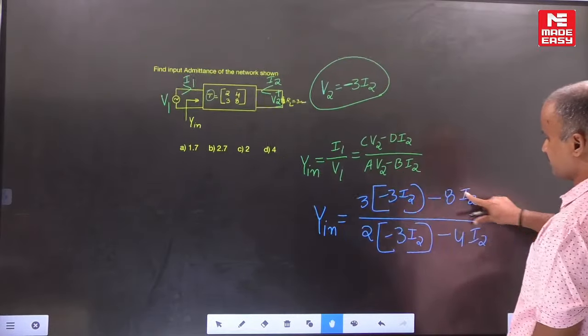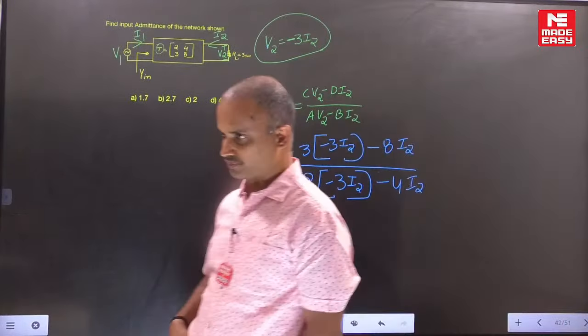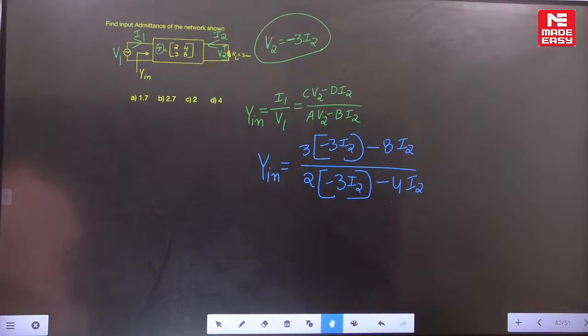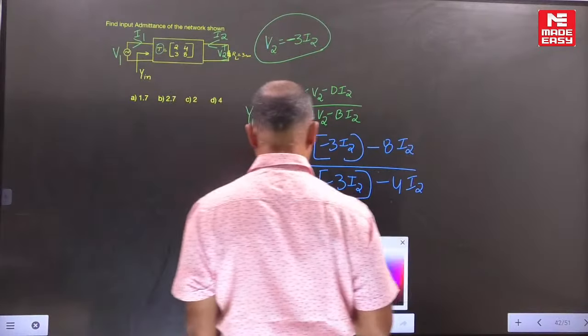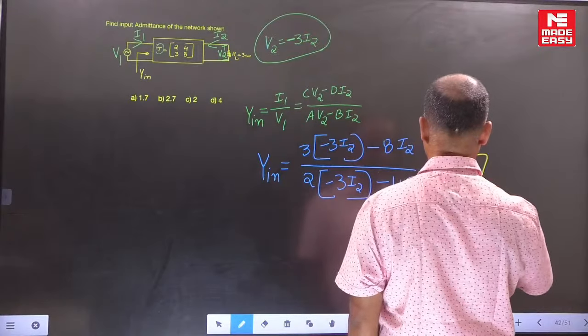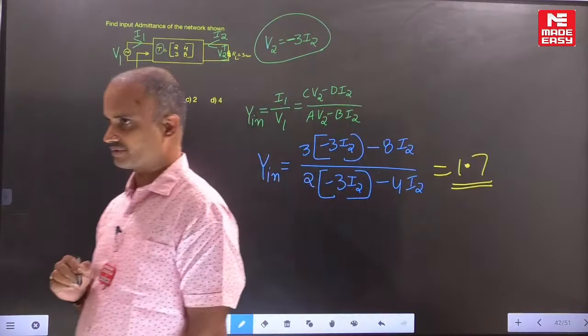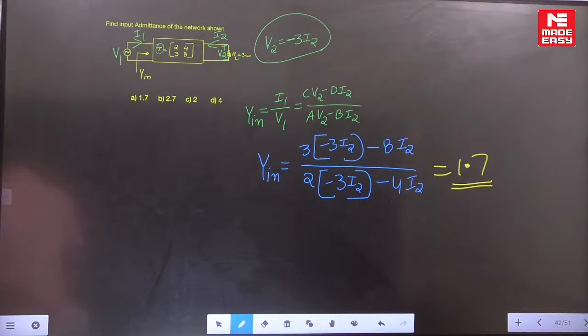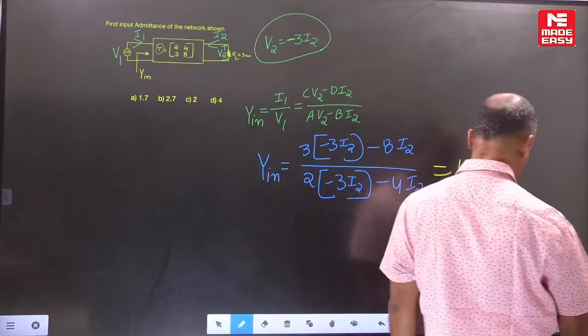I gave all the hints. Can you simplify it? What is the input impedance, how much? Check it out. 1.7. Very good.